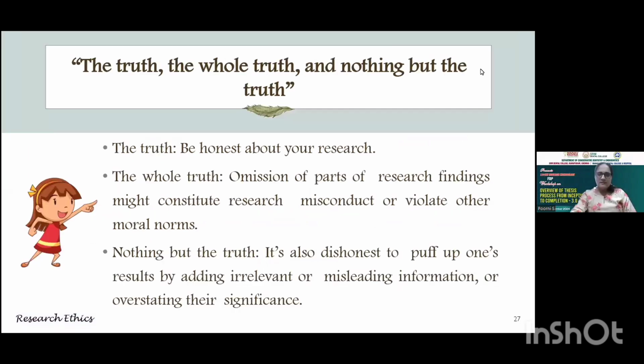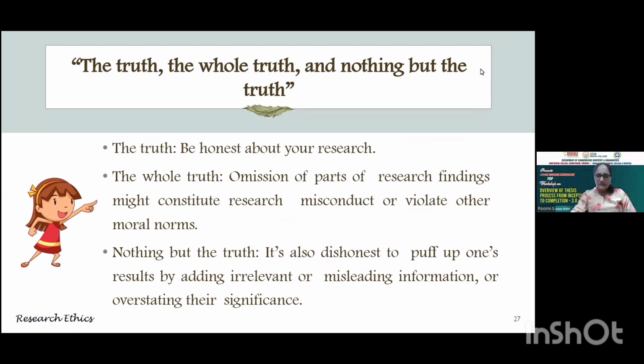You should always declare the truth, the whole truth, and nothing but the truth. Be honest about your study. Declare all the results of your study. And you should always say the entire truth. You should never omit any part of the research findings that might constitute research misconduct or violate other moral norms. And always declare the truth and nothing but the truth.